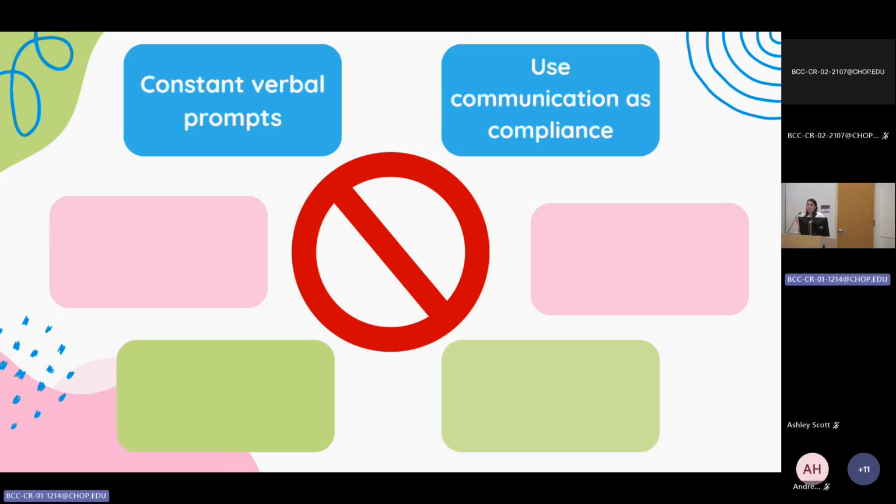We talked about this, don't use communication as compliance. Communication and speech therapy are not ABA. So I've had enough about that. Say whatever, touch whatever on the talker. You guys can do it. If they're going to do it, great. If not, no big deal. We move on.